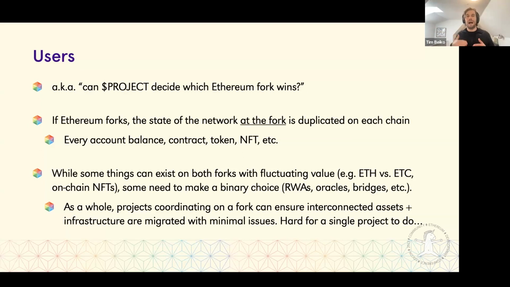And so as a whole, the entire ecosystem, all these projects coordinating together on a fork, can ensure that all of the assets on it migrate with minimal issue and increase the odds that that is the fork that's recognized as Ethereum. But you can't have a single project do this, right? If only USDC or only the Arbitrum bridge or only CryptoPunks were to say this random fork is the Ethereum fork, everybody else would probably just say no.